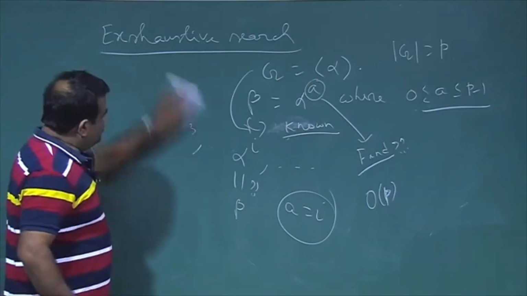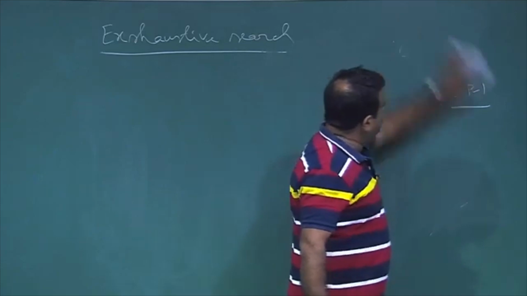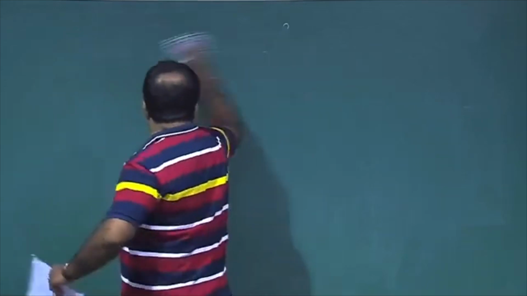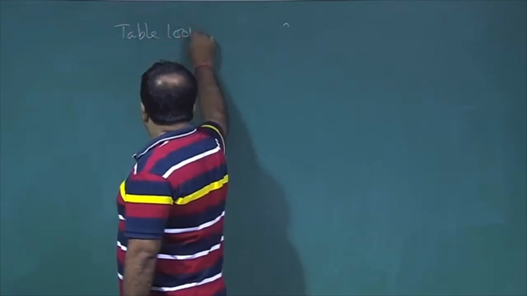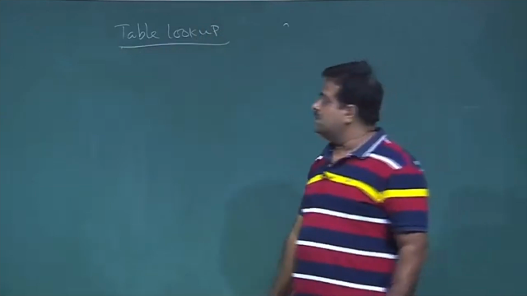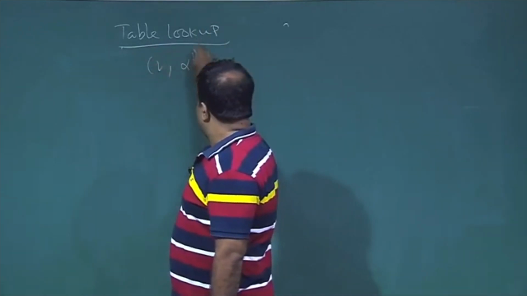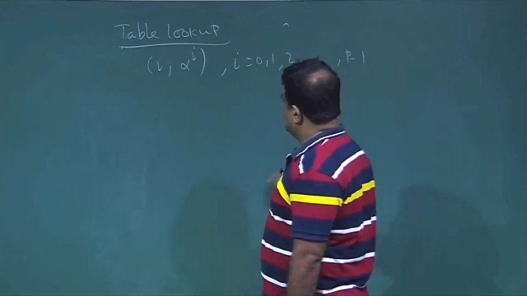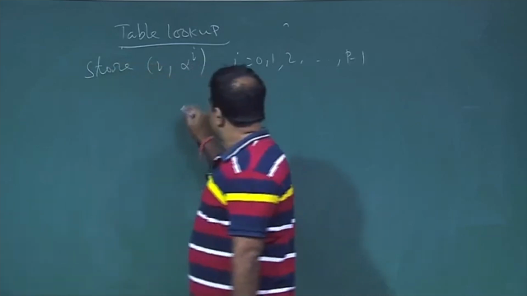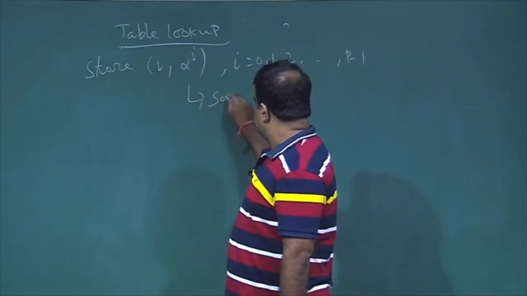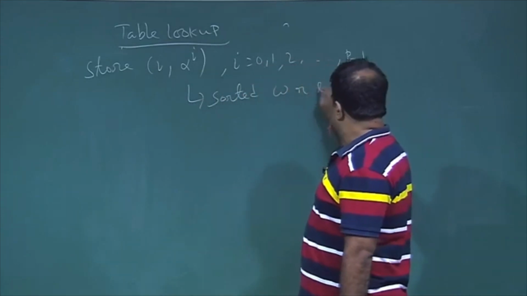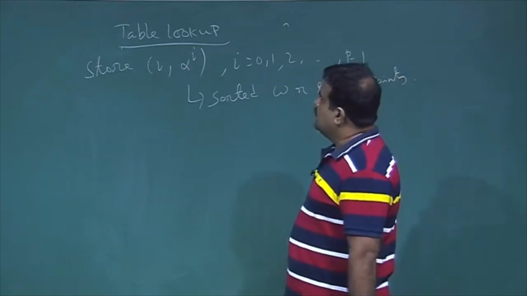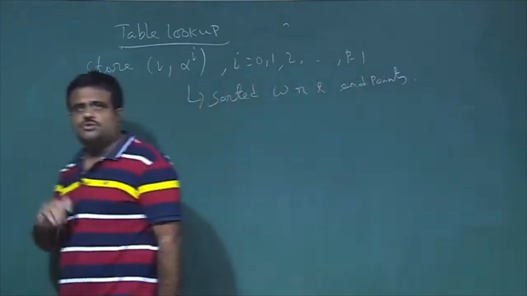We can make it faster by doing a table lookup, if we are allowed to do some preprocessing. This is called the table lookup method. We store the pair I, alpha to the power I, for all possible I, so I equal to 0, 1, 2 up to P minus 1. We store this in a table, sorted with respect to the end point. This is the start point, this is the end point. We can use any sorting algorithm to do that, and maintain a table where we store this.